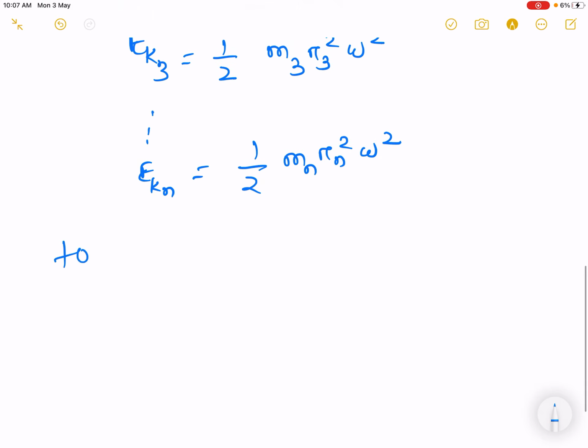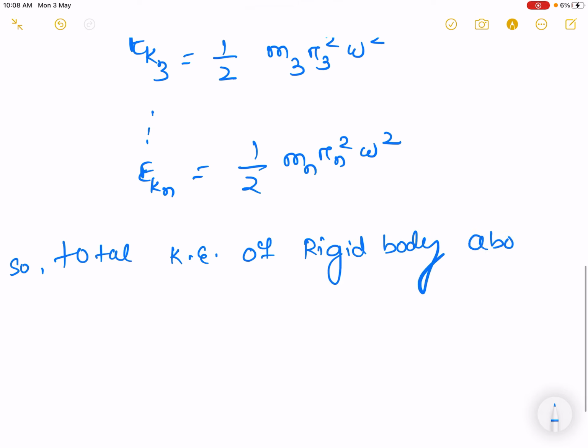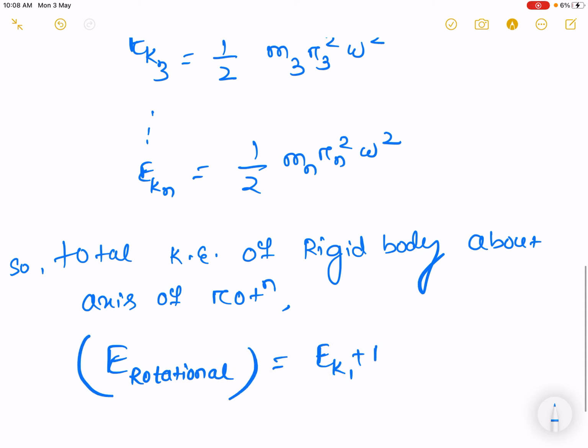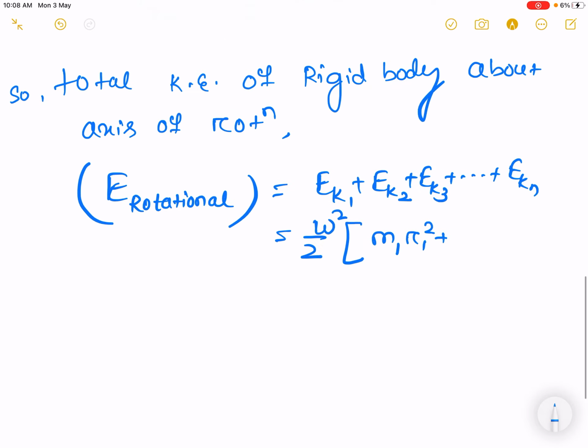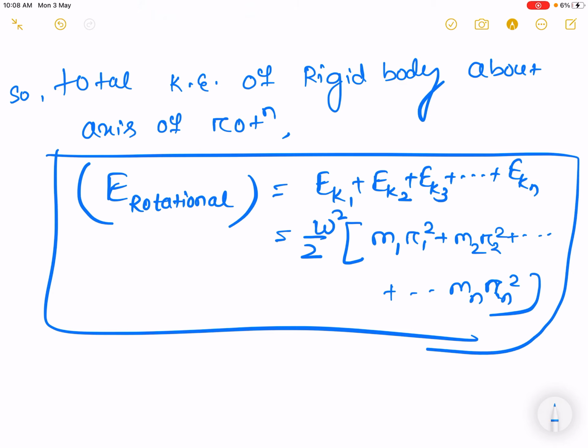So the total kinetic energy of the rigid body about the axis of rotation, the rotational kinetic energy, equals Ek1 plus Ek2 plus Ek3 plus up to Ekn, which equals half omega square, taking it common, times m1 r1 square plus m2 r2 square plus up to mn rn square. This is the formula of rotational kinetic energy of a rigid body.